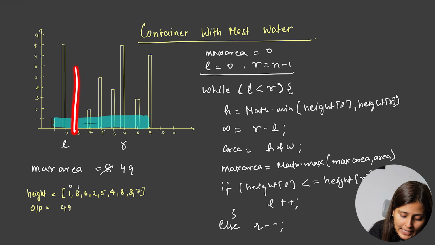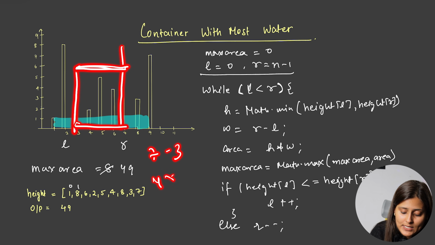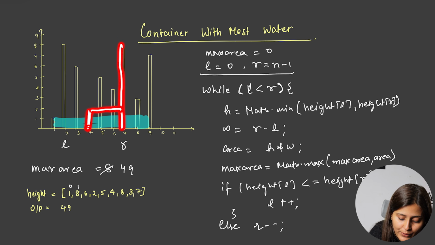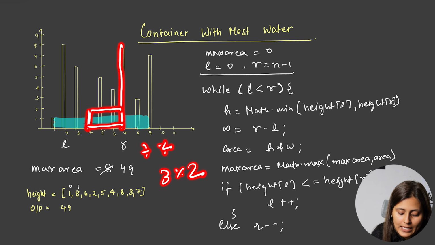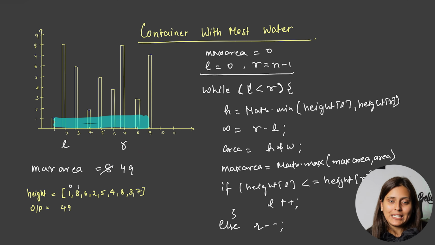So now this is 3 and this is 8. Again the minimum of the 6 height and the 8 height is 6. And the distance is nothing but 7 minus 3, 4. So 4 cross 6 means 24. Again 49 will not be overwritten with 24. Now this time this is the smaller one, so we will move this height ahead. So this height is 2 and this height is 8. So again the minimum height is 2 and the width is 3 because 7 minus 4 is 3. So 3 cross 2, 6. Again it will not be overwritten. And so on we will do, and the maximum area we will get is 49 in this case.